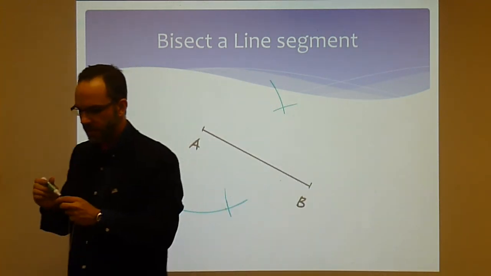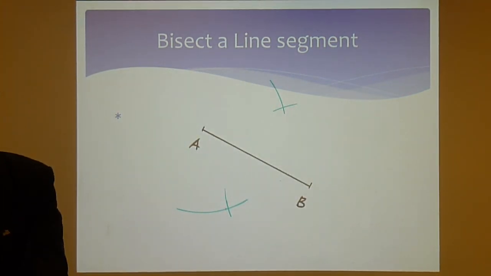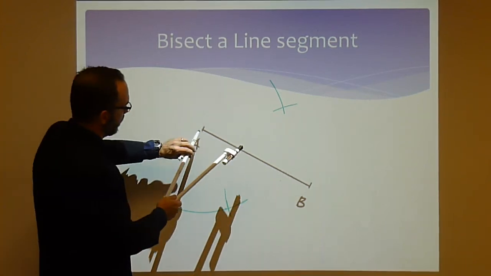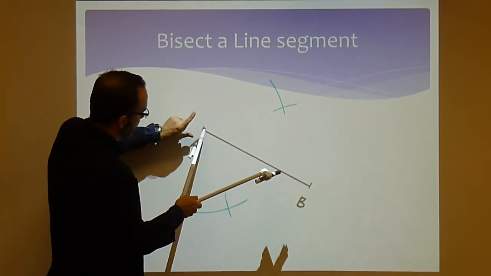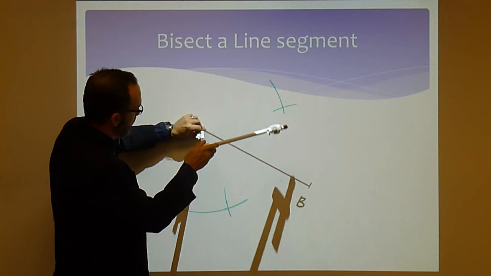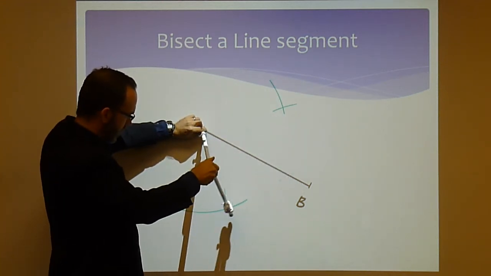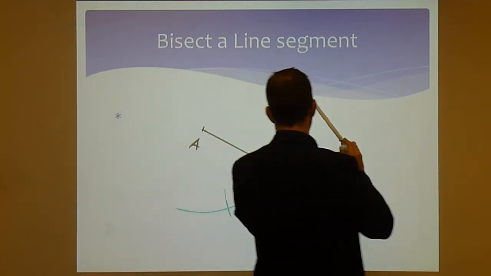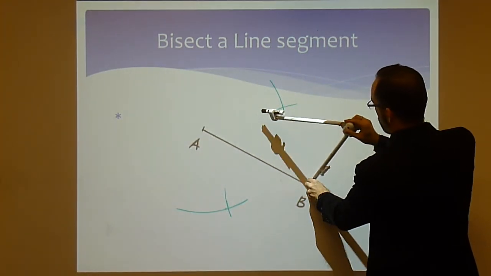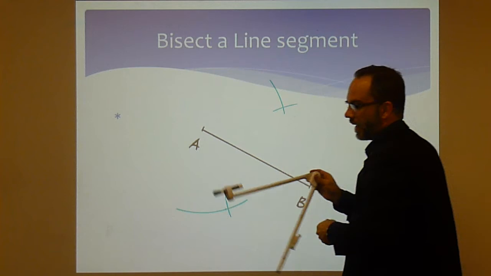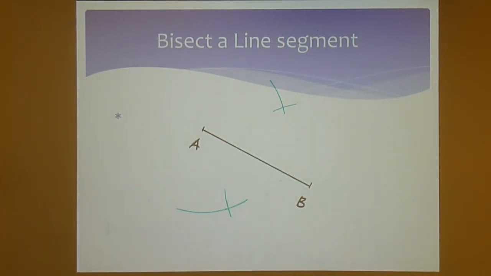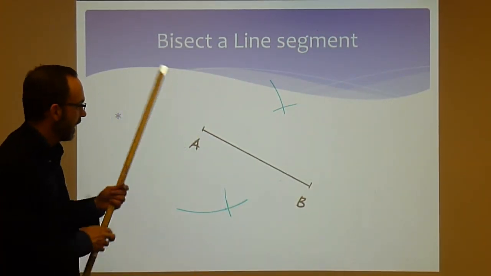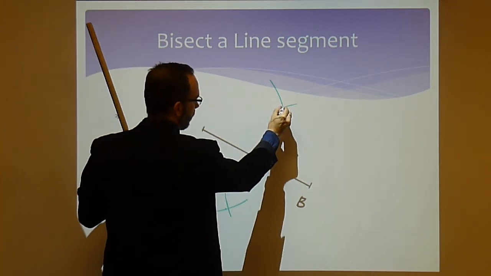If you're using a compass, it would look like this. You would open your compass up more than halfway. You would then put the spike at A, and you would do a sweep above and a sweep below, and then without changing the opening, come over and put your spike at B, and also do a sweep above and a sweep below. What I do now is that I take and I connect these 2 points.